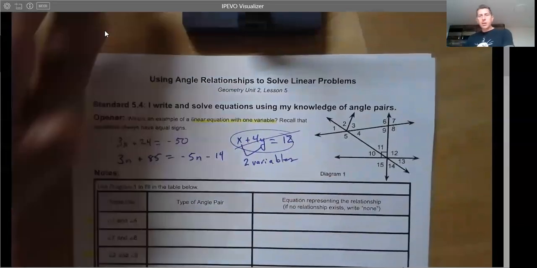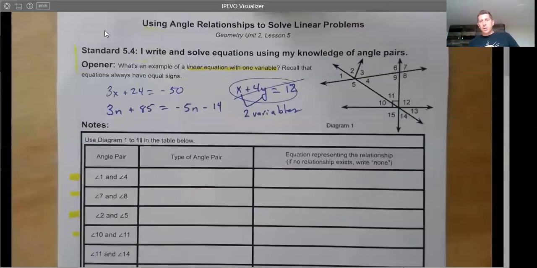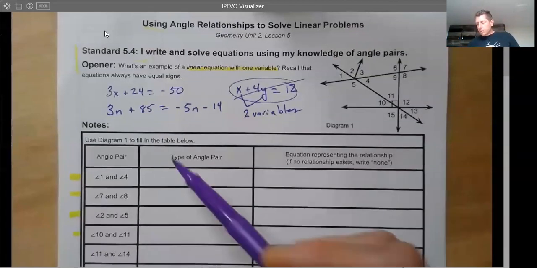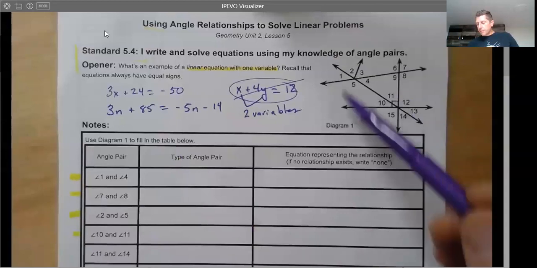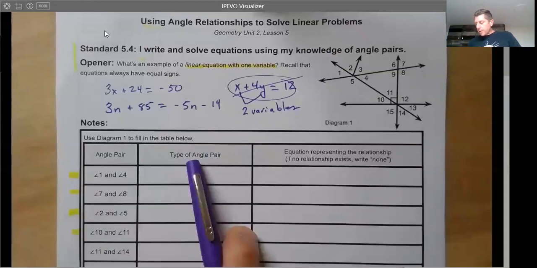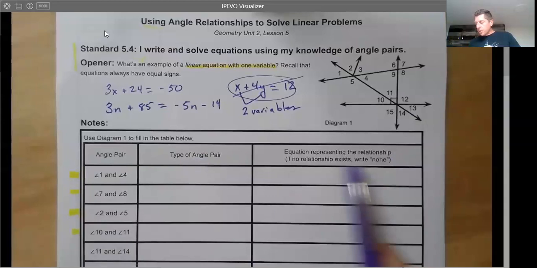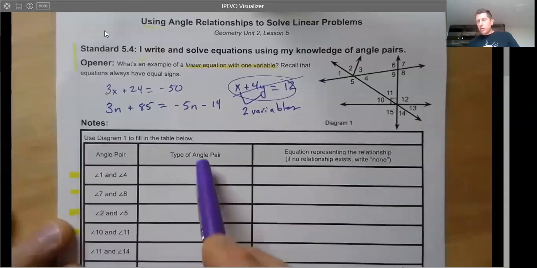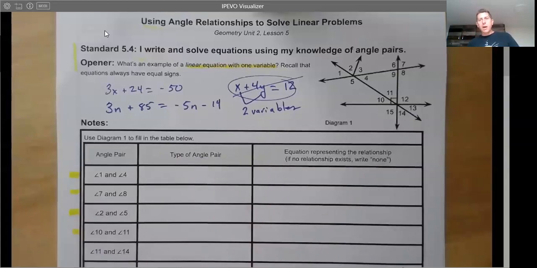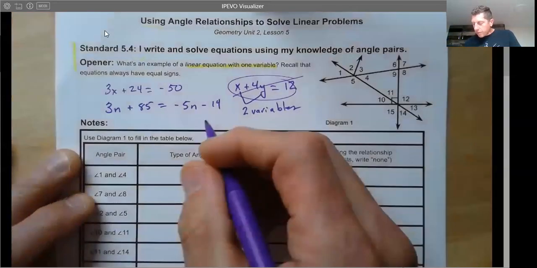All right, let's come on down here and we're going to go ahead and do the first four together that I've highlighted, and we're going to use diagram 1 to fill in the table below. Diagram 1 is right up here. So first off, we have the angle pair, the type of angle pair, and then the equation representing the relationship. If no relationship exists, write none. Okay, so type of angle pair. Let's review what kinds of angle pairs we have so far. Well, we really have three with kind of a fourth addition.